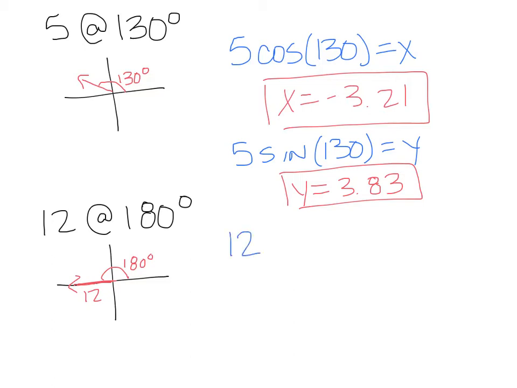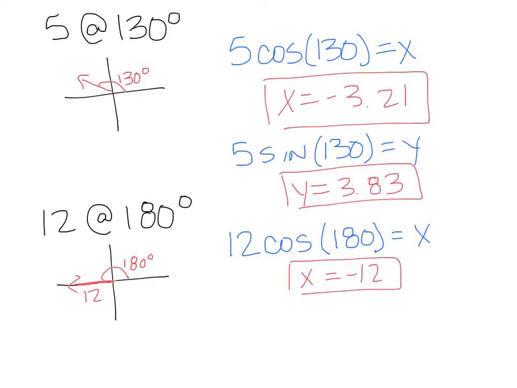So to find the x component, I'm going to do 12 times the cosine of 180. And that is going to get us negative 12. Now, if we look at our picture, yeah, that makes sense. Horizontal, negative 12, because the magnitude was 12. Now, let's do the y component.